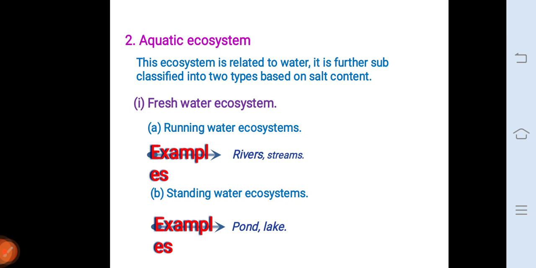And the second type is the man-made or artificial ecosystem. The artificial ecosystem is operated or maintained by man himself. For example, croplands, gardens.